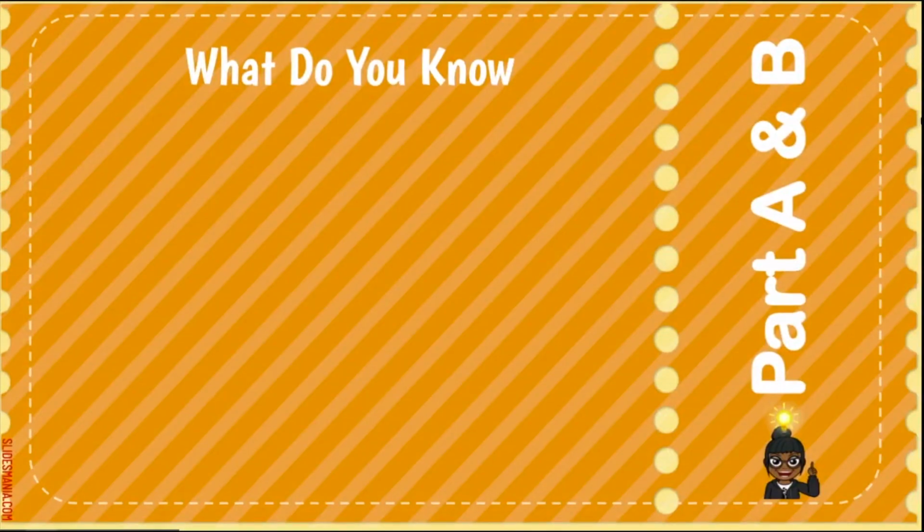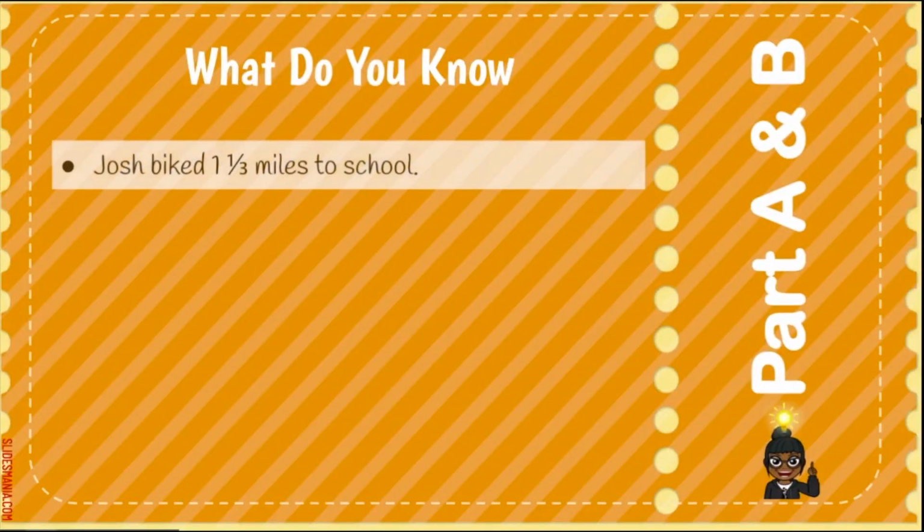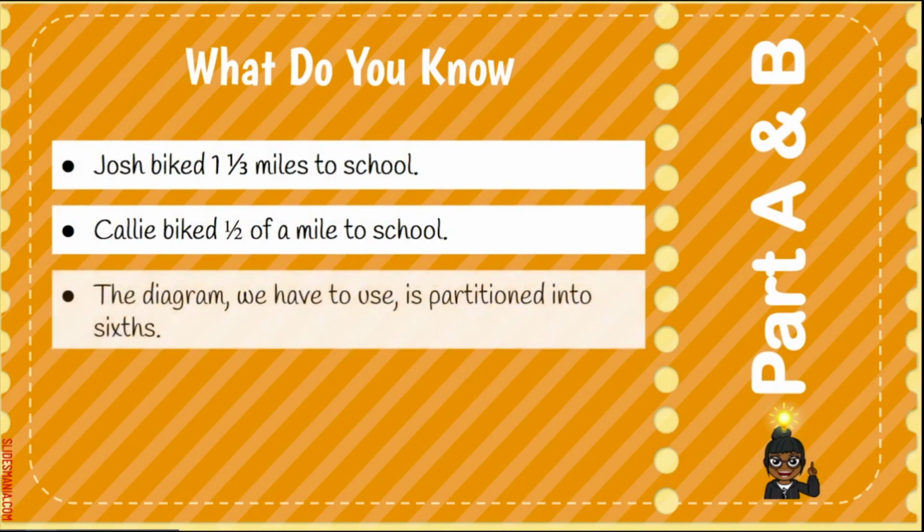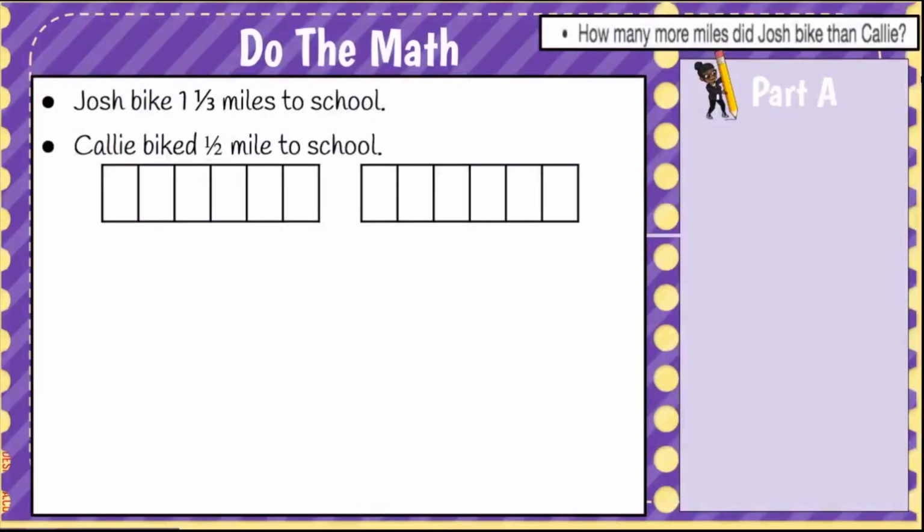What do we know? From the problem, we know that Josh biked 1 1/3 miles to school. Callie biked 1/2 of a mile to school. We also know that the diagram we have to use is partitioned into 6. Now let's do the math. Part A says, how many more miles did Josh bike than Callie? Which means we are comparing the distances, so I can subtract to find the difference.